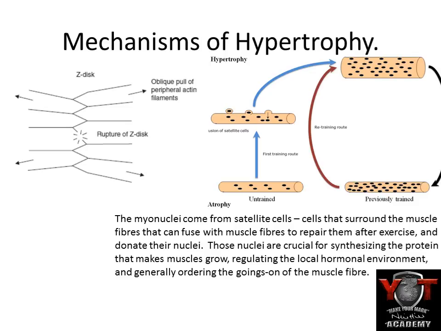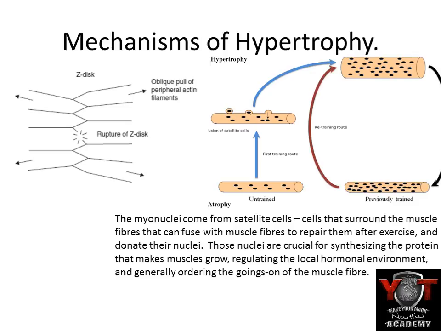So the top left one is a very old model. It's in your book. It's from Goldspink, I think, 1992. And that's explained quite clearly. So we have this rupturing of a Z disc caused by the oblique pull of the actin filaments. And when that rupture takes place, other proteins come to repair that. We'll have an increase in actin and myosin that fits into the gap that's been created, and then we get an increase in muscle thickness.